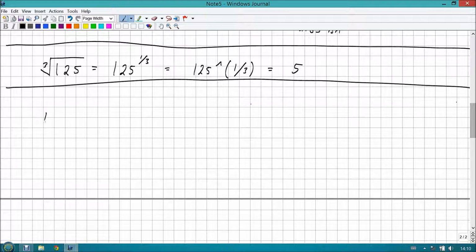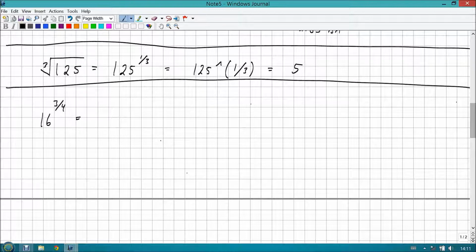For example, what is 4 to the 3/4 power? Sorry, let's make that 16. What is 16 raised to the 3/4 power? Well, here I'm going to use some of the properties of multiplication that we've been working with before.